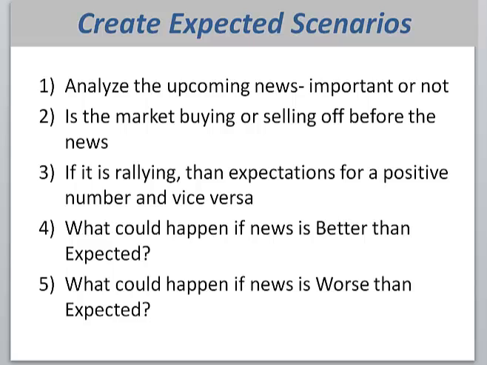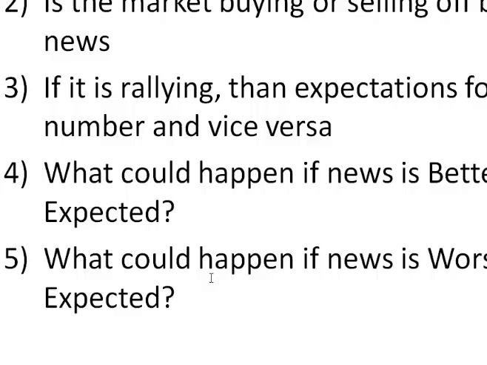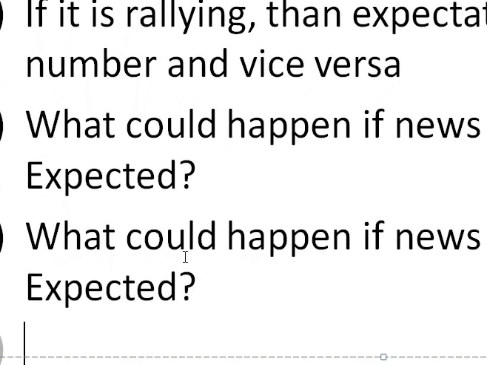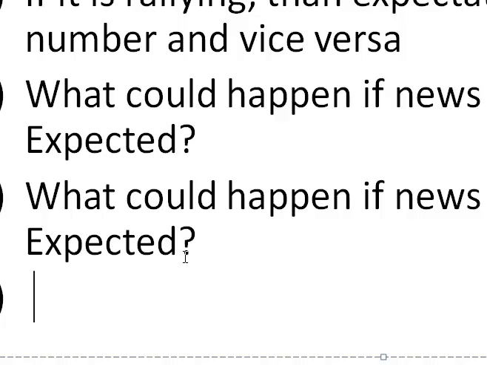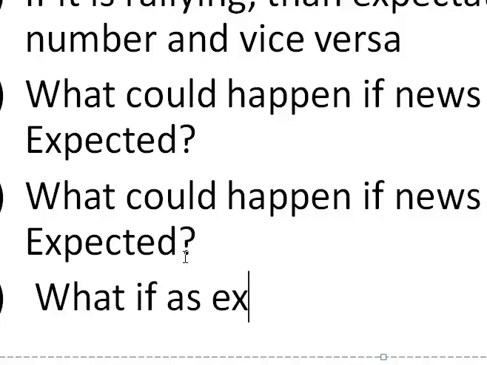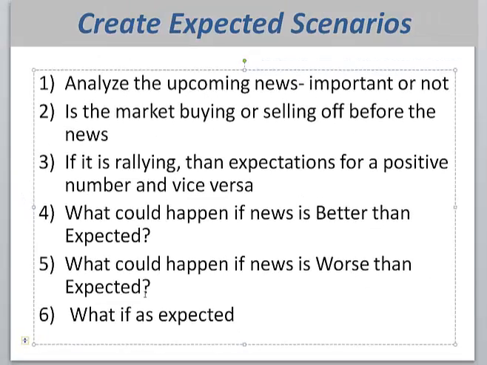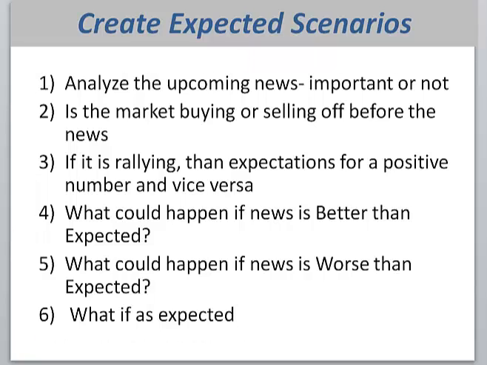Based on that, we're going to create 4 and 5. We're going to try to create scenarios on what's going to happen if the news is better than expected, or number 5, what's going to happen if the news is worse than expected. And then there's also number 6, which I didn't write here: what if it's as expected. We're not going to spend too much time on as expected, more on what if it's better than expected or worse than expected.